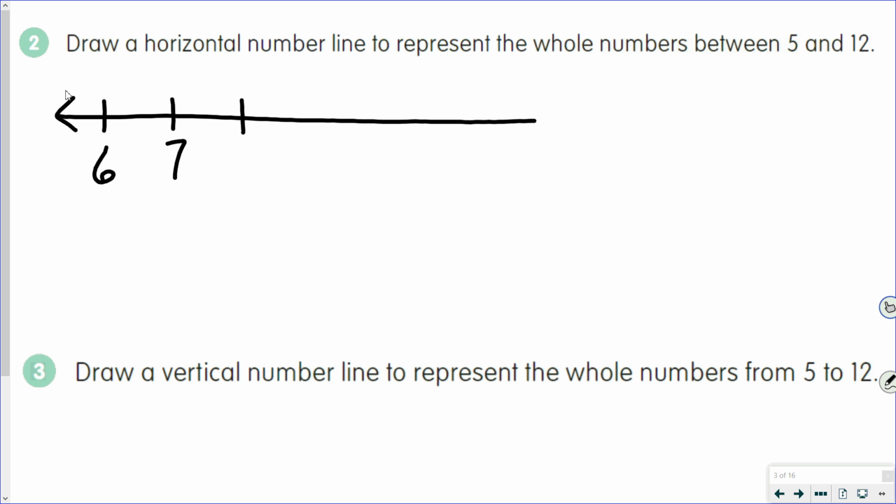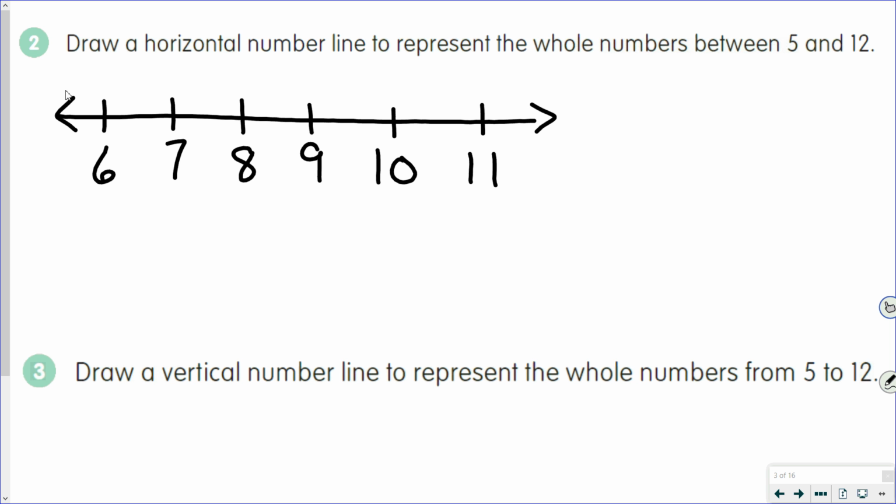So after 7 is 8, after 8 is 9, after 9 is 10, and after 10 is 11. And I don't want to put 12 because I just want the numbers between 5 and 12. And so I put my arrow on the end.